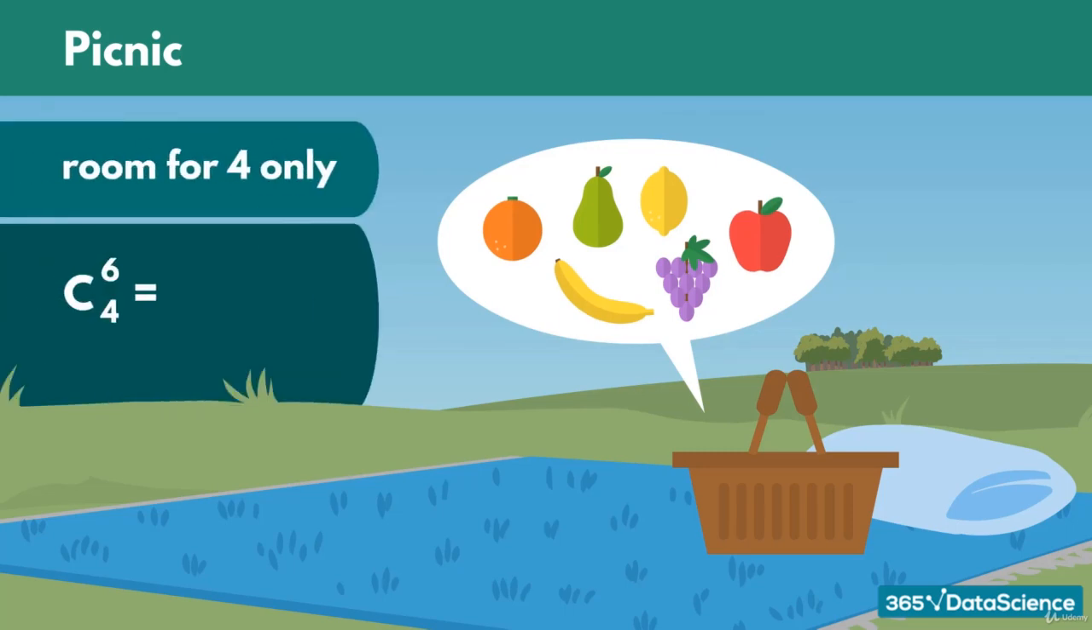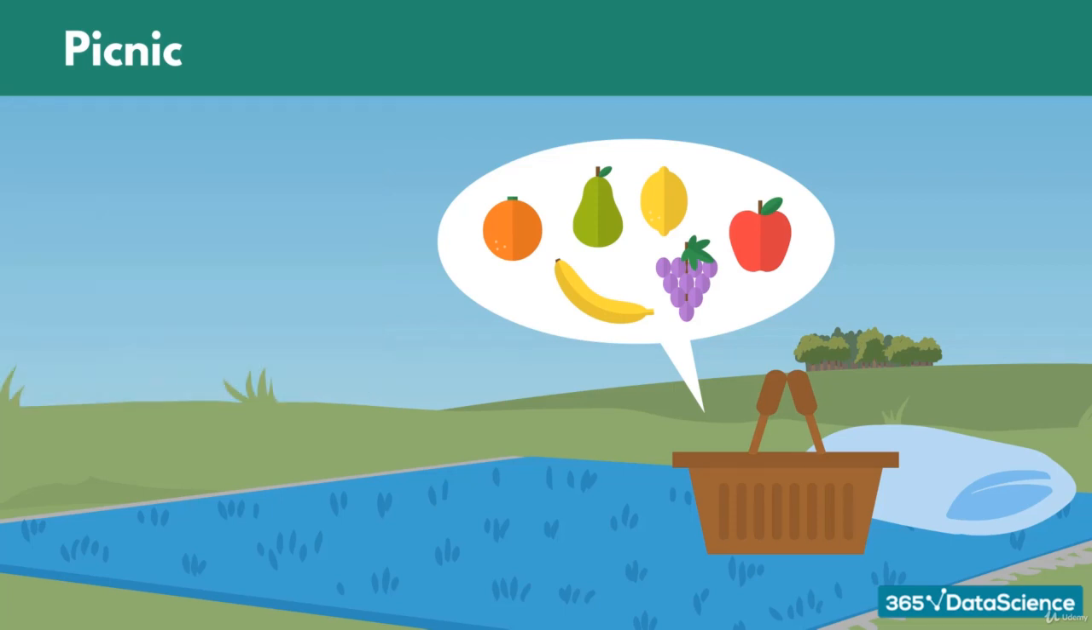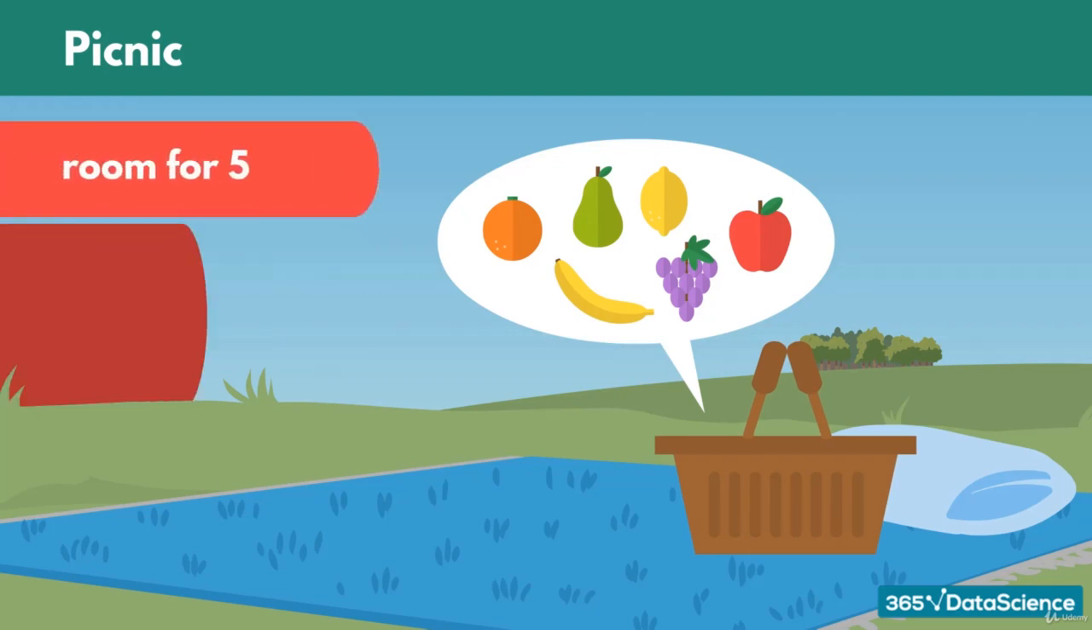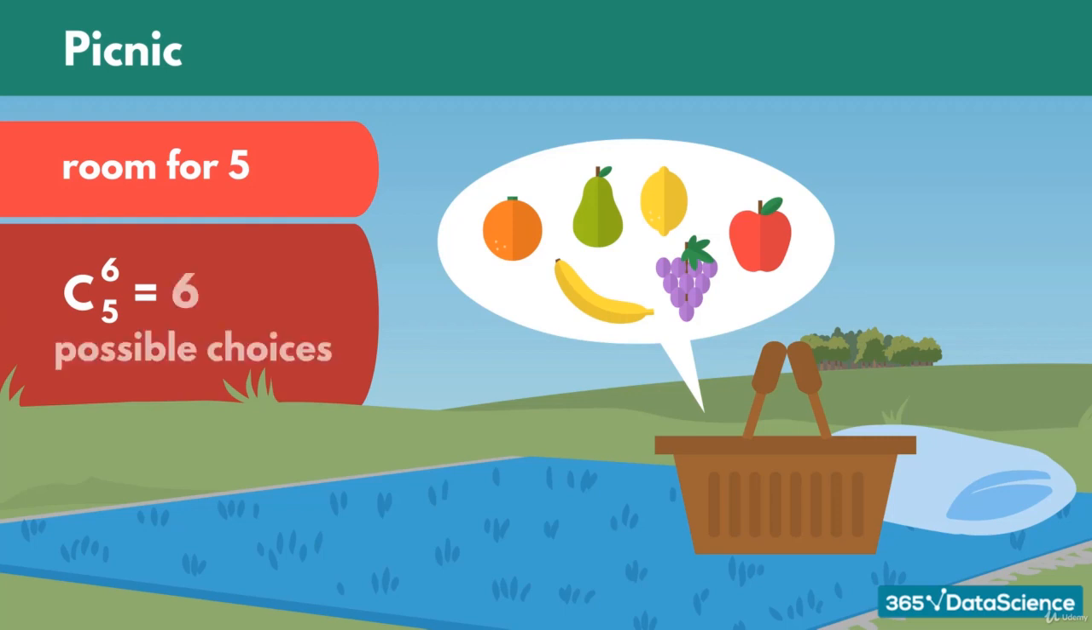Using the combinations formula, we are going to have 15 possible choices. Therefore, you go out and buy a bigger basket. But it turns out it can only fit 5 pieces of fruit. According to the formula, there are just 6 ways of picking the 5 fruits.